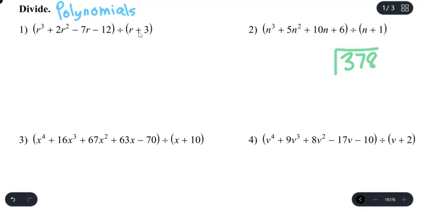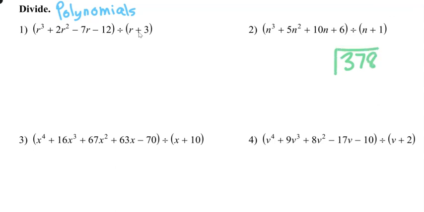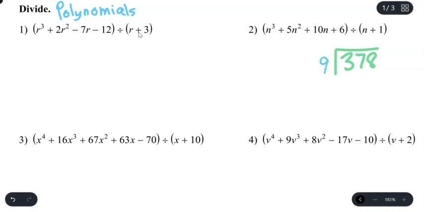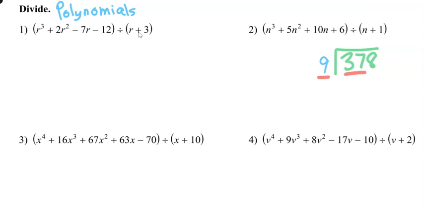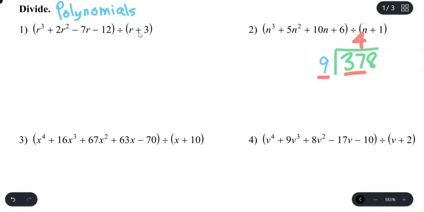So let's just do 378 divided by 9. How would I do this? Well, my first step is I want to see how many times 9 went into 37, because I'm trying to get 37 to go away. So I'm going to say 4 times. So then I multiply 4 times 9, and I get 36.